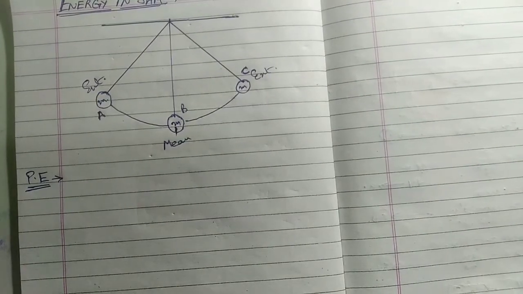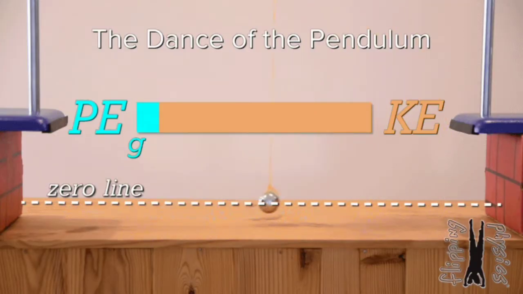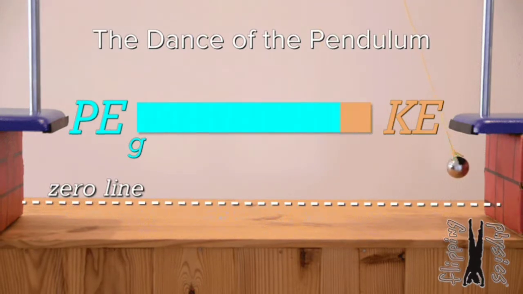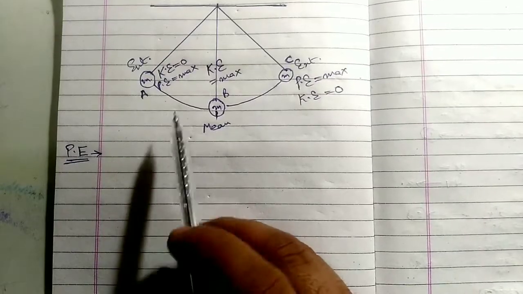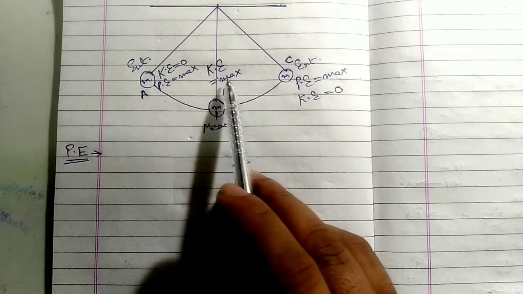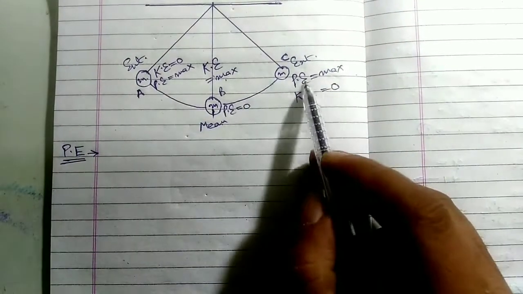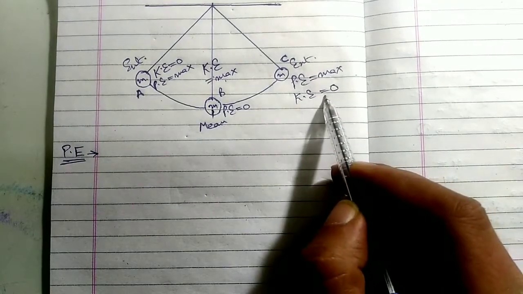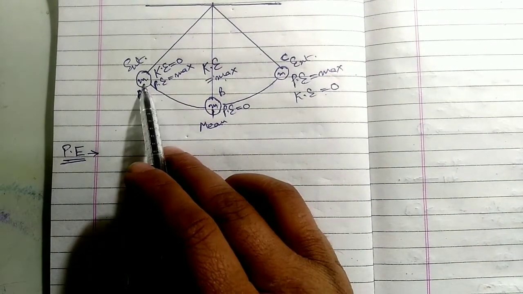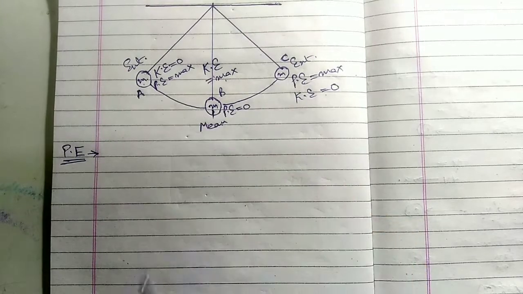In another animation, you can see that the pendulum has maximum potential energy at the extreme positions. As it reaches the center, the potential energy becomes 0 and kinetic energy is maximum. You can see the horizontal graph. So we conclude that at this point kinetic energy is maximum and potential energy is 0. Here potential energy is maximum and kinetic energy is 0. Same for this point. Okay, so this is according to the law of conservation of energy.